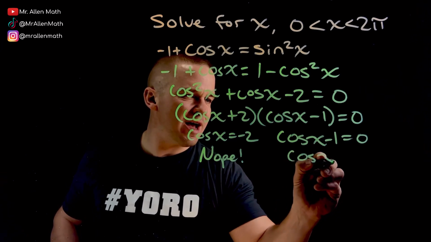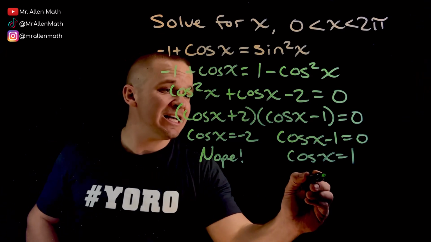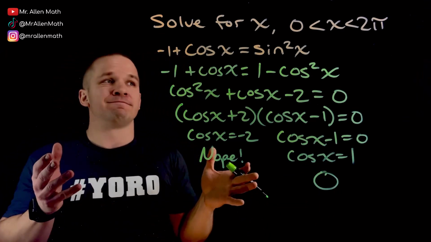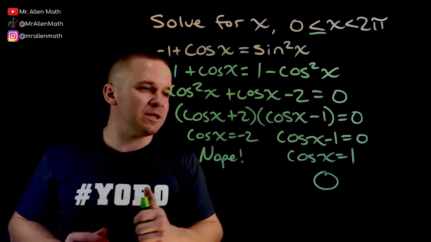That's going to be cosine of x is equal to +1. Cosine most certainly does equal 1, and it is at 0 right there. So we got 0 for that answer. That's about it. So x, this should really have had that right there. Whoops. All right, so we get 0.